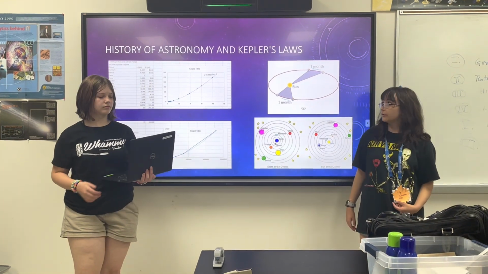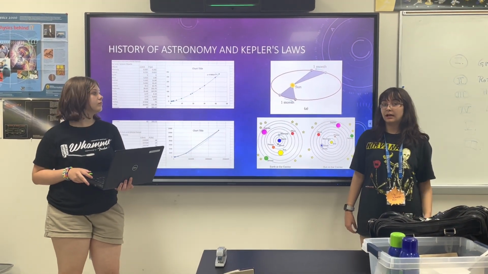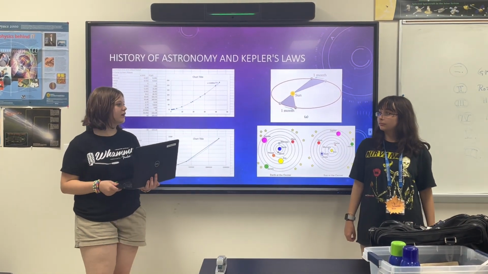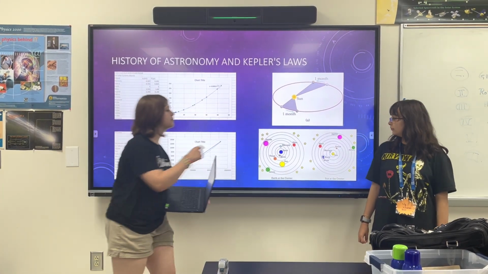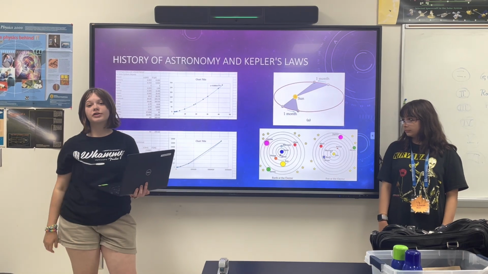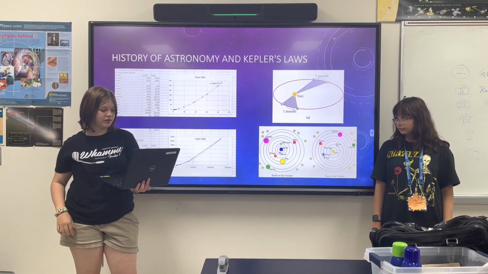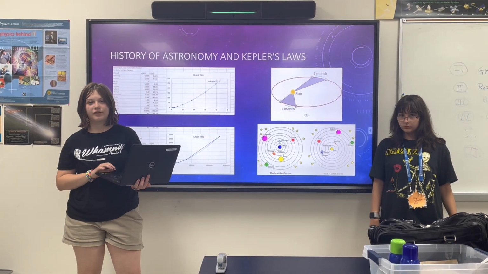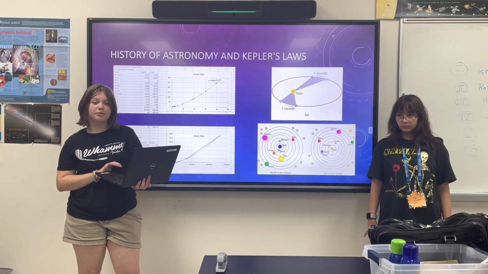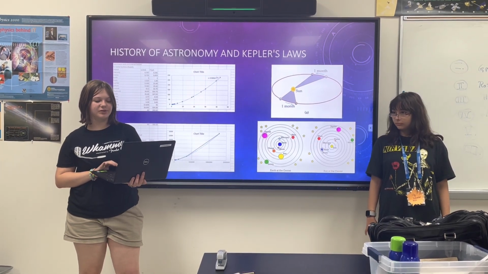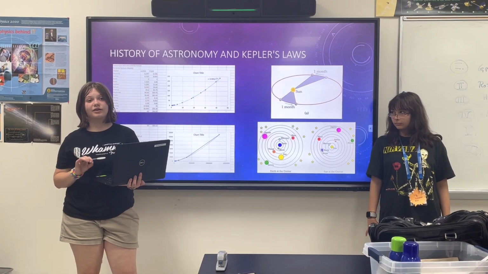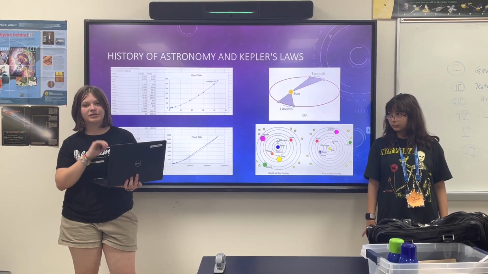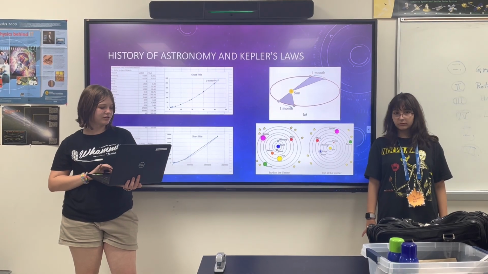This is the history of astronomy and Kepler's laws. I'm Lily. I'm Emma. And we'll start with geocentric and heliocentric theories. This is represented by this picture. The geocentric theory explains that the Earth was orbited by the other planets, but Copernicus was a man who developed the heliocentric theory and later proved that the sun was what the planets orbited around.